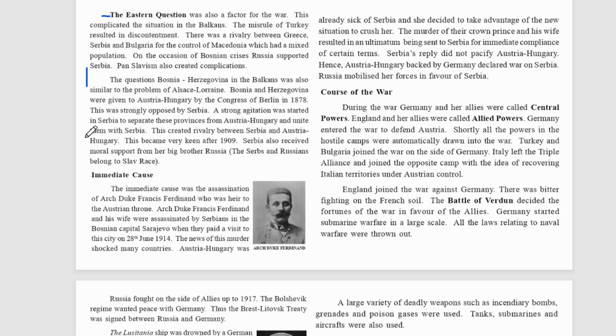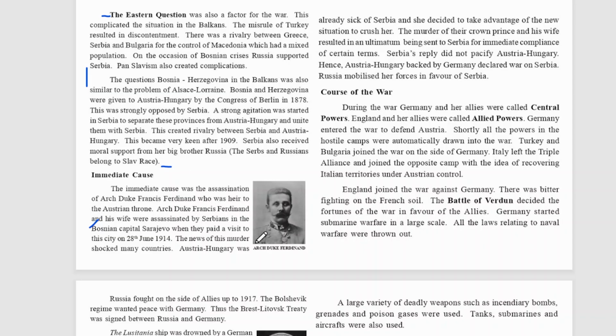Serbia also received moral support from her big brother Russia. That is, the Serbs and Russians belong to the Slav race. And what are the immediate causes? The immediate cause was the assassination of Archduke Francis Ferdinand, who was heir to the Austrian throne. Archduke Francis Ferdinand and his wife were assassinated by a Serbian in the Bosnian capital Sarajevo when they paid a visit to the city on 28th June 1914.